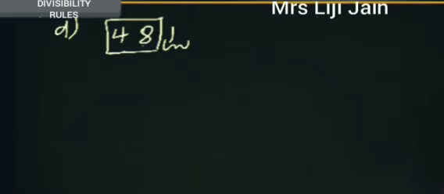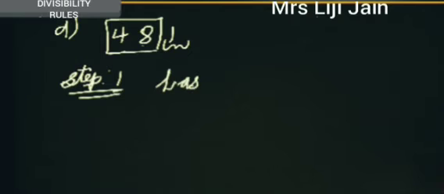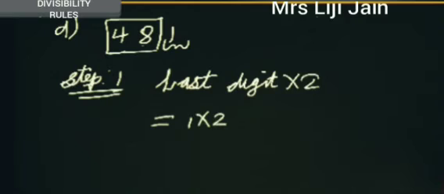Okay. So let's try to do. Step 1. By practice, we can avoid all these steps. Without writing the steps, you will be able to do it in your mind by practice. Okay. Step 1. Last digit into 2. Here our last digit is 1. That means last digit into 2 means 1 into 2 is equal to 2. Isn't it? The number formed by the rest of the digits is 48.